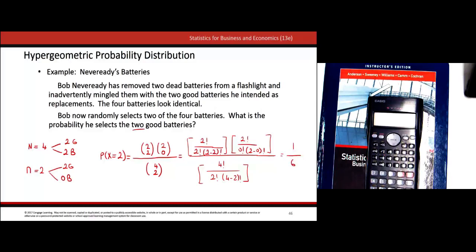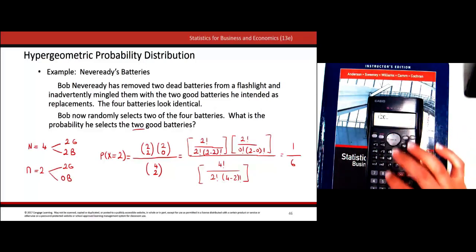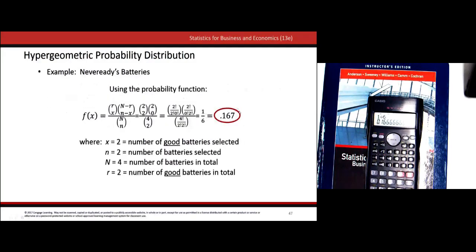This is 1 over 6. 2 choose 2 is 1. 2 choose 0 is 1. Divided by 4 choose 2, which is 6. So the probability is 0.1667, which is 1 over 6.